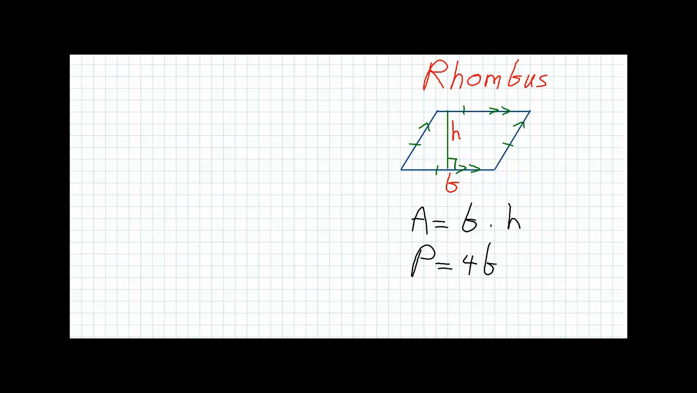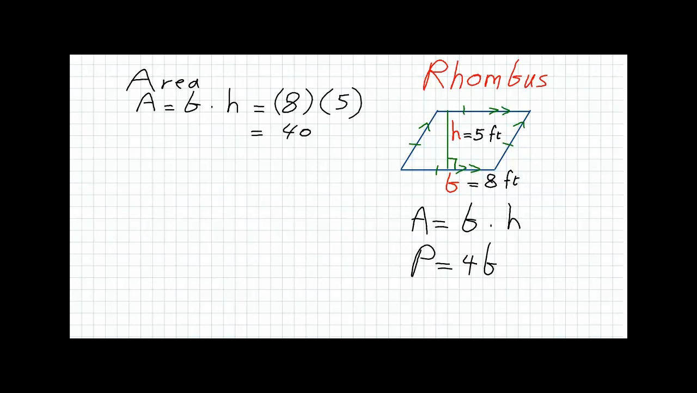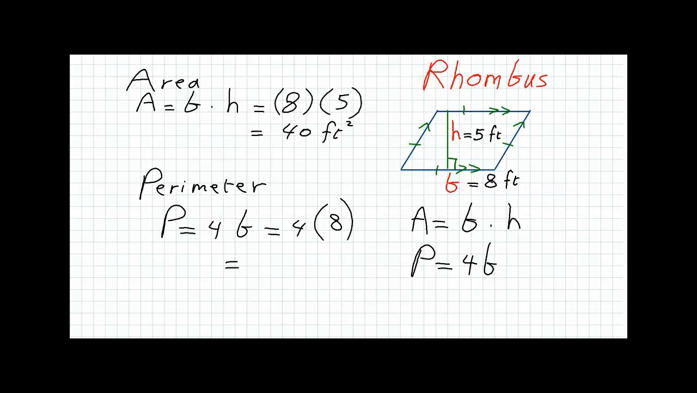Supposing that the base in this rhombus is equal to 8 feet and the height is equal to 5 feet. So if we want to find the area, we will multiply the base times the height, which is equal to 8 times 5, and this is equal to 40 feet squared. To find the perimeter, we will multiply the base by 4. So 4 times 8, this results in 32 feet.